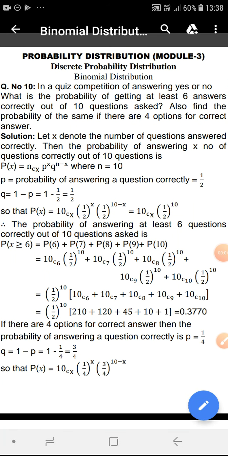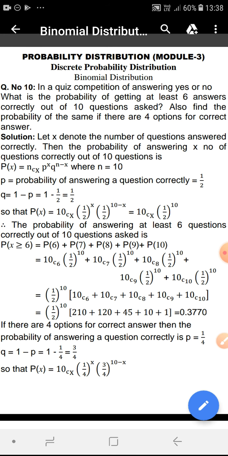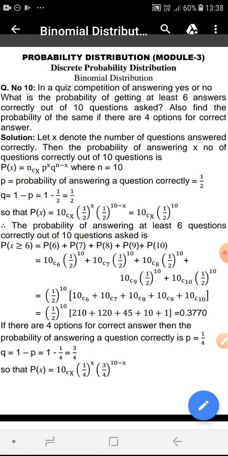So, questions on binomial distribution. In a quiz competition of answering yes or no, what is the probability of getting at least 6 answers correctly out of 10 questions asked? Also find the probability of the same if there are 4 options for the correct answer.